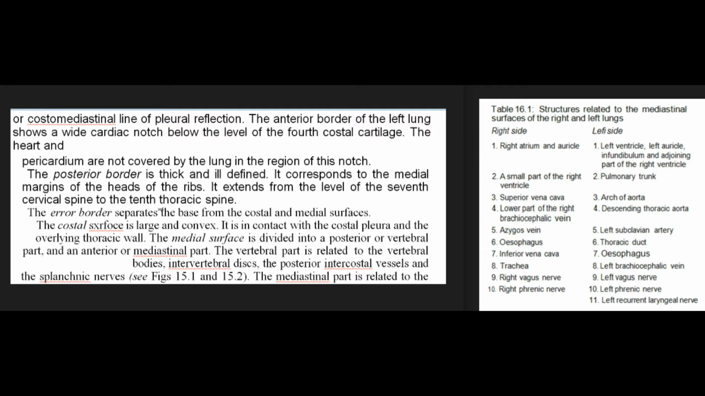Fissures and lobes of the lungs. The right lung is divided into 3 lobes, upper, middle, and lower, by two fissures, oblique and horizontal.